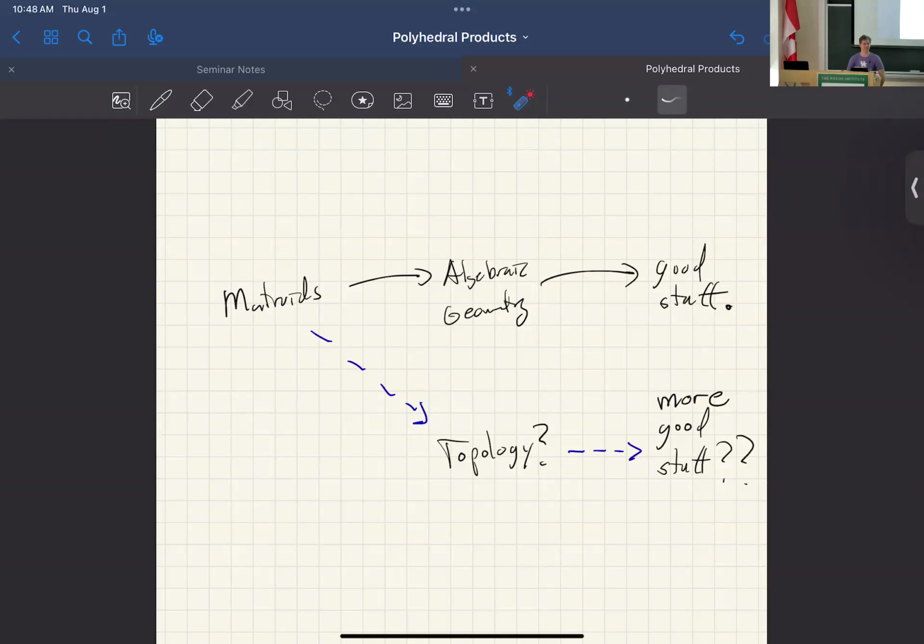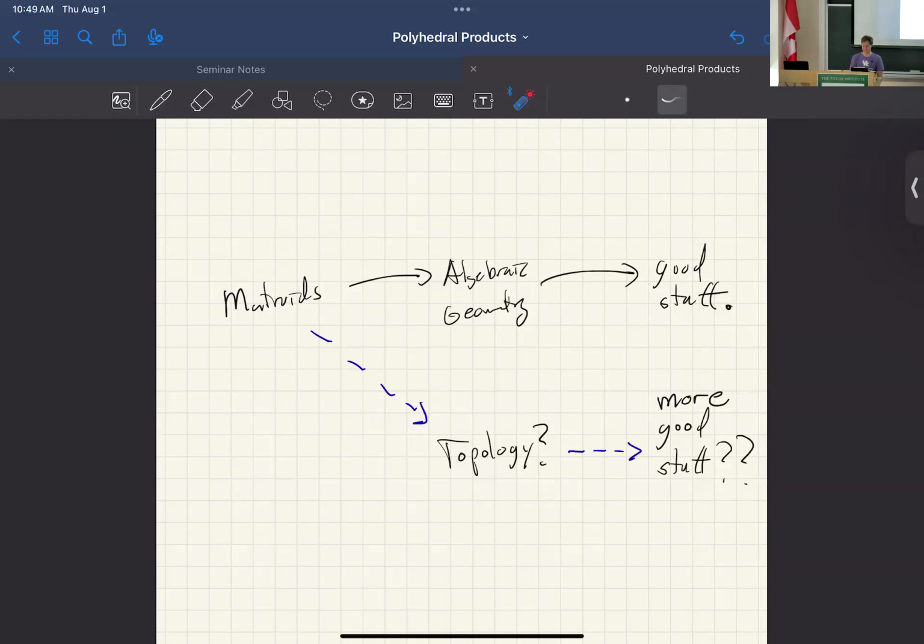So the theme of the talk is that some cool people put matroids into algebraic geometry, and then good stuff came out. And I'll tell you a bit about that good stuff. And so my question for you is, can you put matroids in topology, and can more good stuff come out? So maybe have that in the back of your mind during the talk.